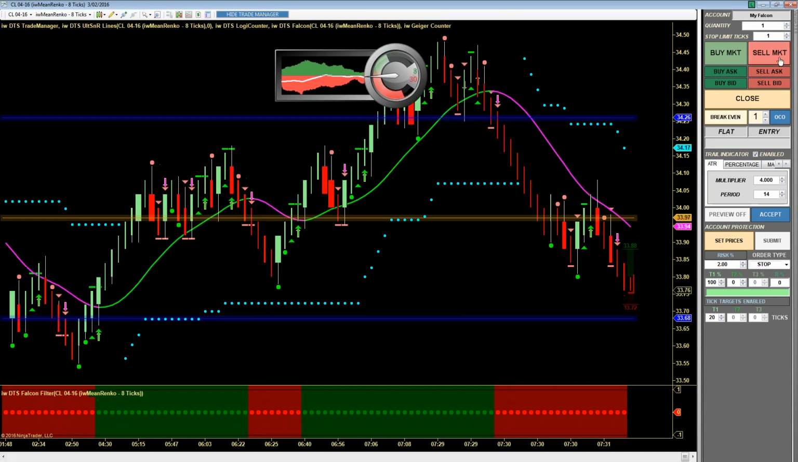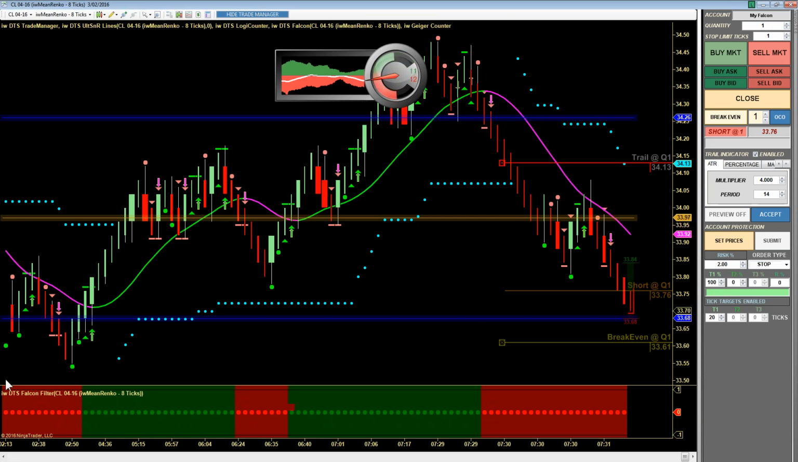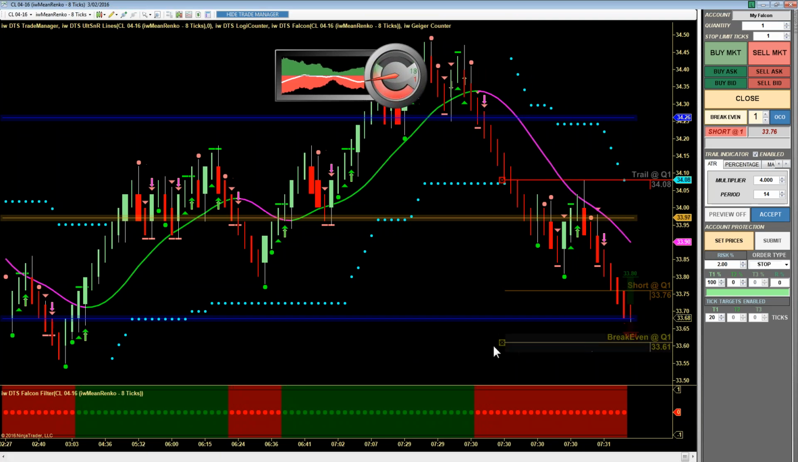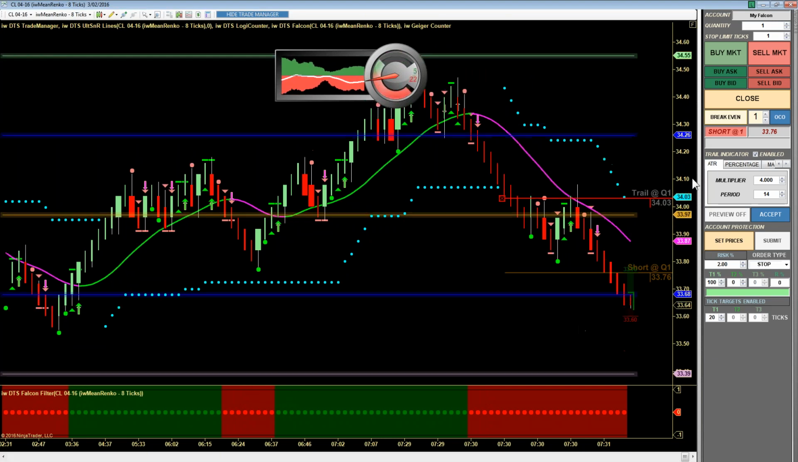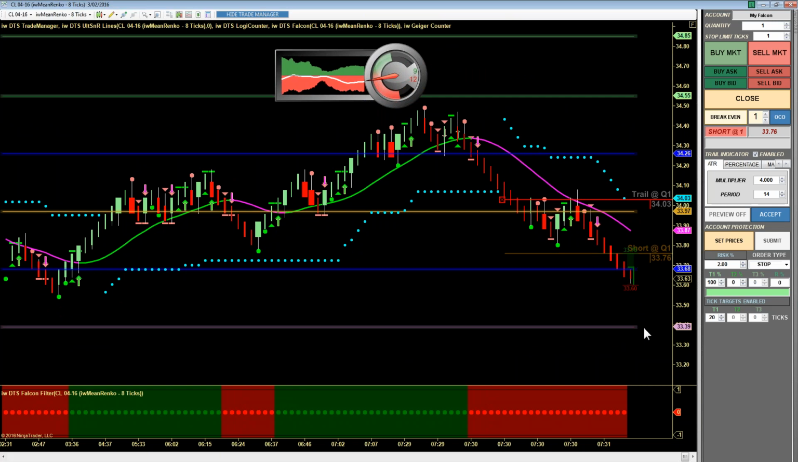Oops, what happened there? Let's try that again. Okay, so we've got a short order in play. We've got the auto break even in play. We're trailing our stop according to our stop strategy. And, you know, it's crude oil. You could even disengage the break even if you wanted to see if you could run it out a little bit. So now we're below the primary support. Next stop, 33.39, approximately.